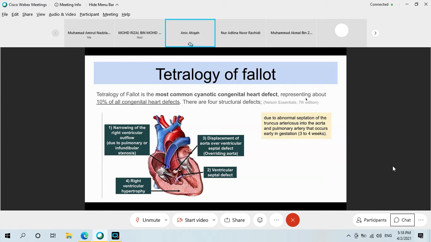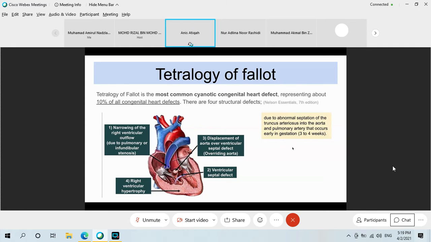Okay, Adina, do you think truncus and ductus arteriosus are the same? I think no, because ductus arteriosus is a fetal vessel that connects the pulmonary trunk and descending aorta. But truncus arteriosus, what we learn in development, is the heart tube that will be divided from the bulbus cordis. This truncus arteriosus later will develop into the pulmonary trunk and ascending aorta. So ductus and truncus arteriosus are not the same thing. Everybody clear about that? Okay, next.